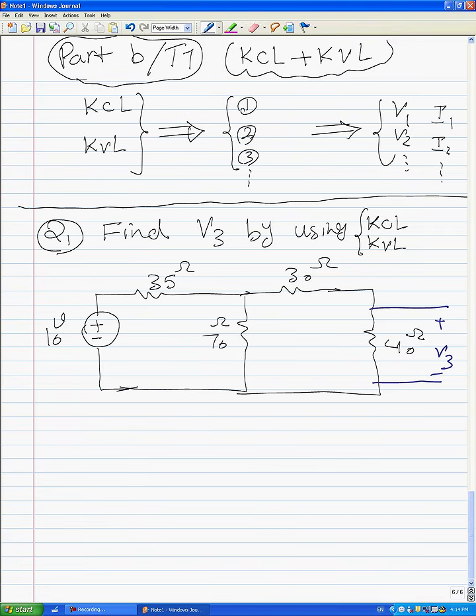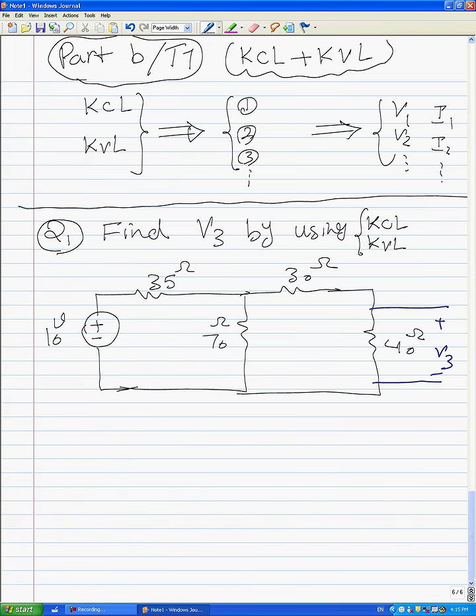For solving this question, again, we have two alternatives. Alternative one: we can simplify 30 and 40 because 30 and 40 are connected in series, and the total is parallel to 70, and that total is in series with 35. And using Ohm's law, we can find the current and voltage. The second alternative is to use KCL and KVL.